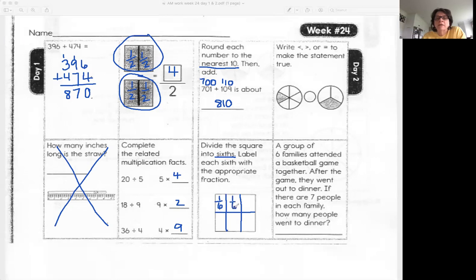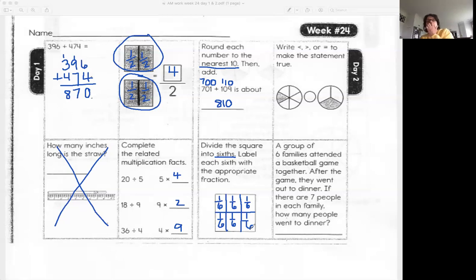If you want to do it the other way, you would just have 6 really skinny vertical rectangles in your square, which would also be fine, just makes it a little harder to label them. Okay, 6 equal parts gives us 1/6.